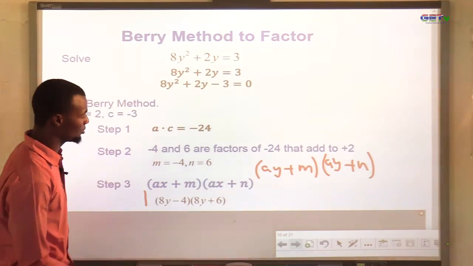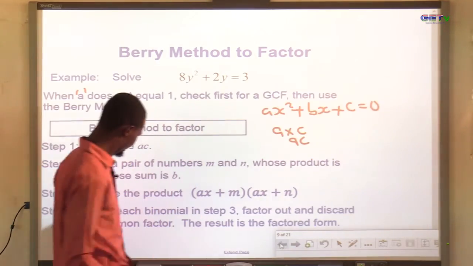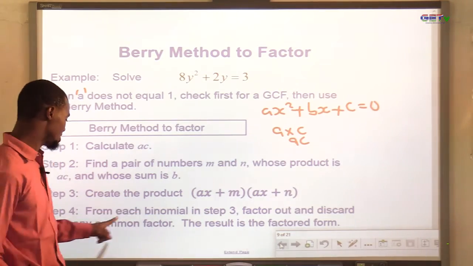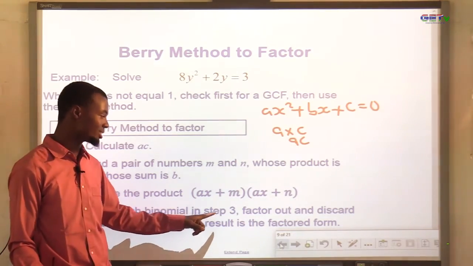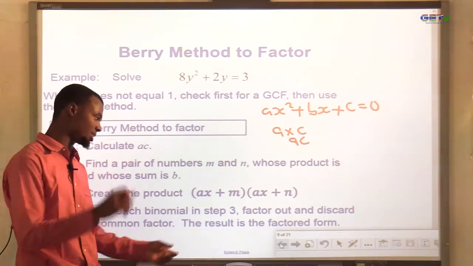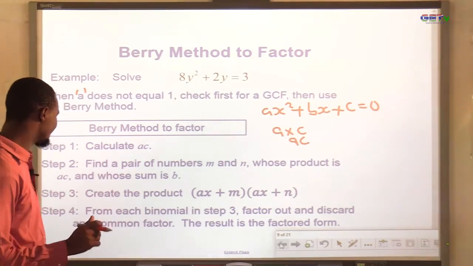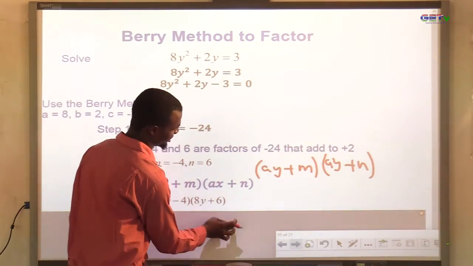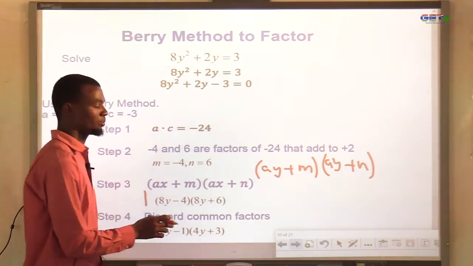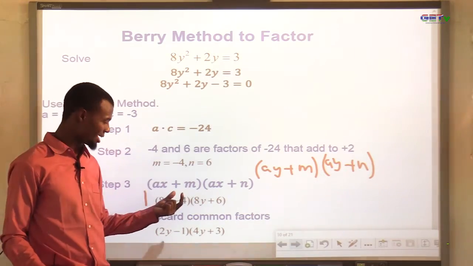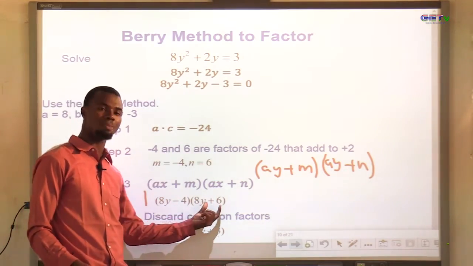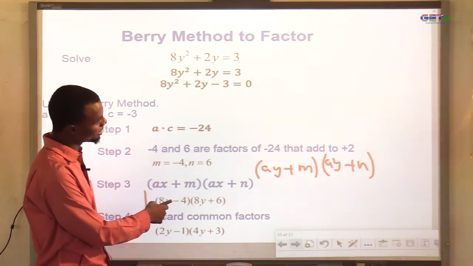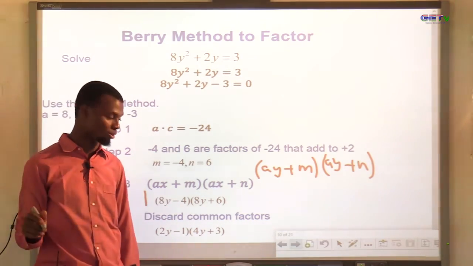Now, the next step, if we go back, is, from each binomial in step 3, that is what you did in step 3, factor out and discard any common factor. That will go to step 4. From each binomial, this is a binomial, this is also a binomial. Two-term expressions are called binomials. Now, from each binomial, factor out and discard the common factor.